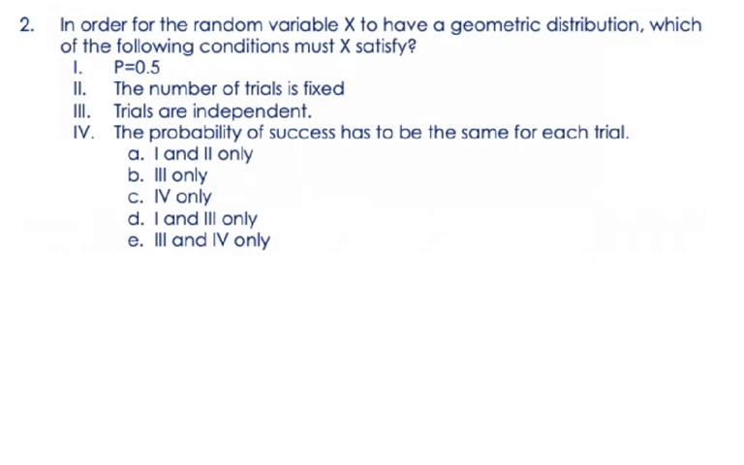Okay, so the only ones we talked about for geometric are these last three, so 3 and 4. So my answer choice would be E. In order to be geometric, the trials have to be independent. The probability of success has to be the same for each trial. The number of trials is definitely not fixed, and the probability of success doesn't have to be 0.5.